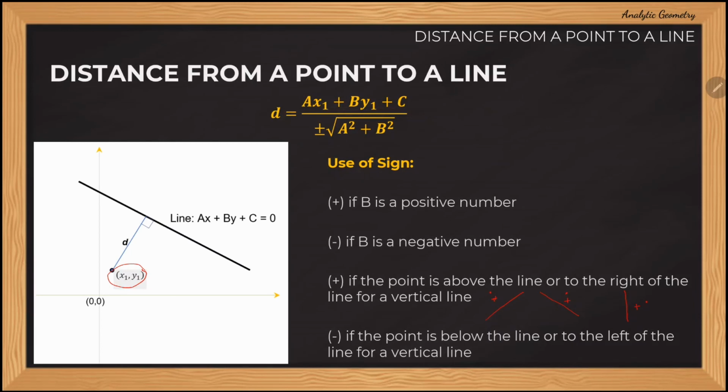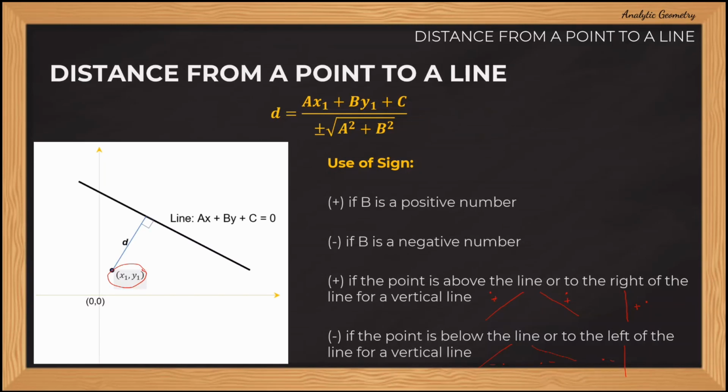Ngayon, negative yung ating gagamitin if the point is below the line or to the left of the line for the vertical line. So for example, we have this line, tapos yung ating point ay nasa baba, then this is negative. Or pag ganito yung ating line, ating point ay nasa baba, then this is also negative. And kung vertical yung ating line, kapag nasa left yung ating point, then this is negative. Okay? So para klaro lamang tayo guys.